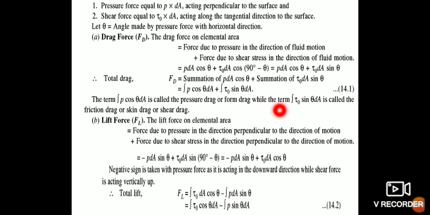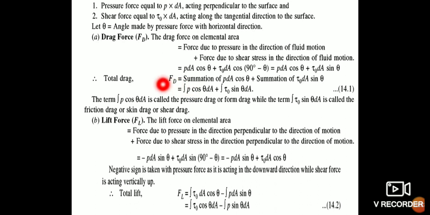Now PdA, as I told you, the components which are in the direction of motion are taken plus. PdA cos theta due to pressure is in the direction of motion, therefore plus. Then tau dA cos(90 minus theta) is also in the direction of motion, therefore plus. We know that cos(90 minus theta) is equal to sin theta. Therefore, this will become PdA cos theta plus tau dA sin theta. Now, this is the drag force acting on that elemental area.